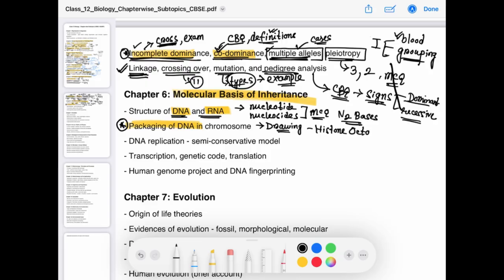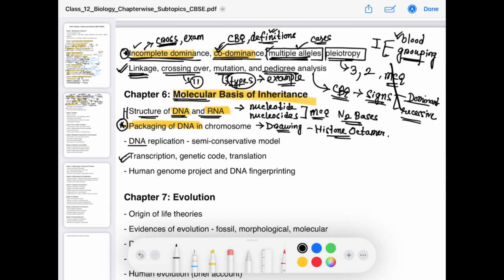You must read these things, and you have to have clarity of these points properly, otherwise these things will not be clear to you. So try to clarify all these things, so that you can have clear knowledge about the molecular basis of inheritance.